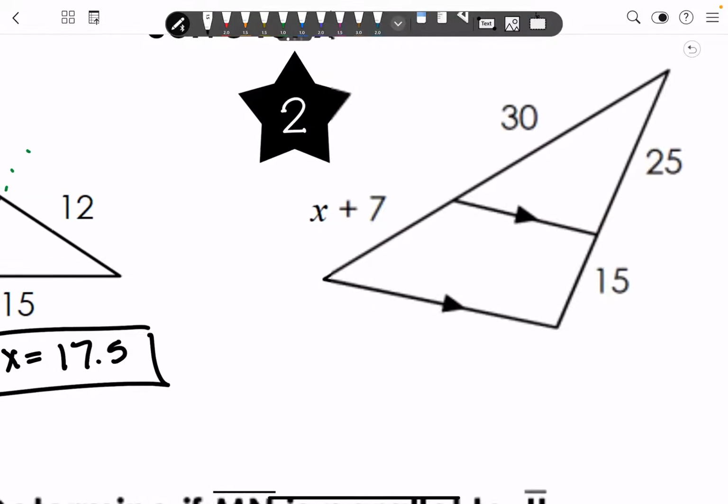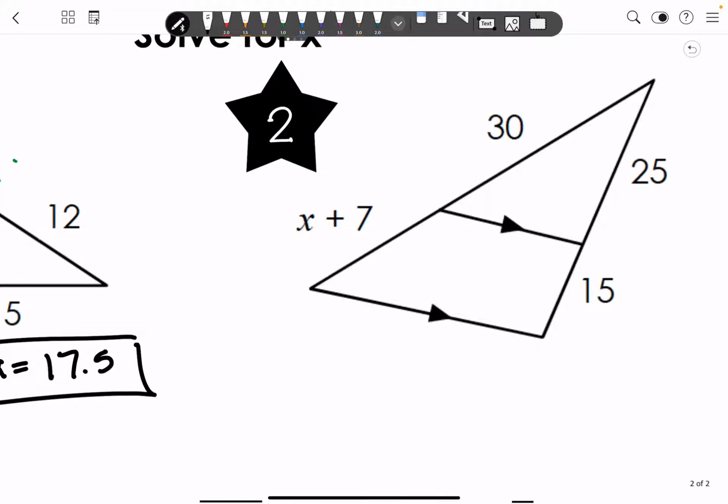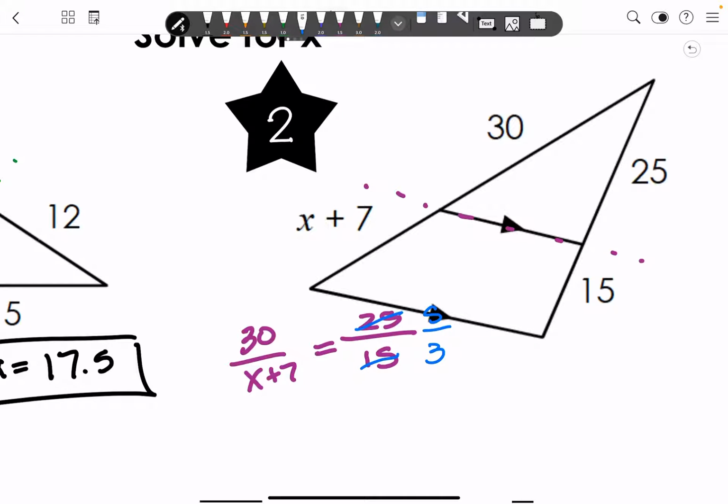All right. Number 2 on this one, we're going to work on this one together. And what's going to end up happening is that you're going to have to distribute. So let's use that parallel line to split it up. And we get 30 over x plus 7 is equal to 25 over 15. All right, then what I did is I am going to go ahead and simplify. And I get 5 over 3.